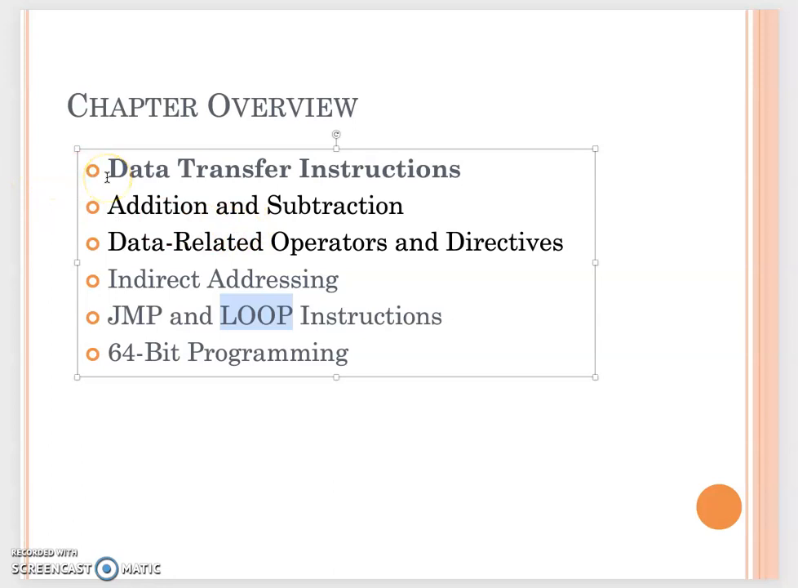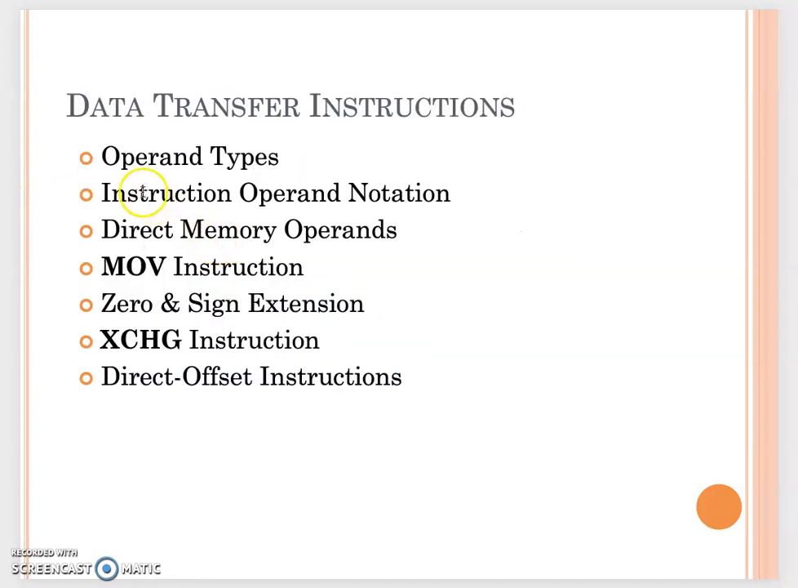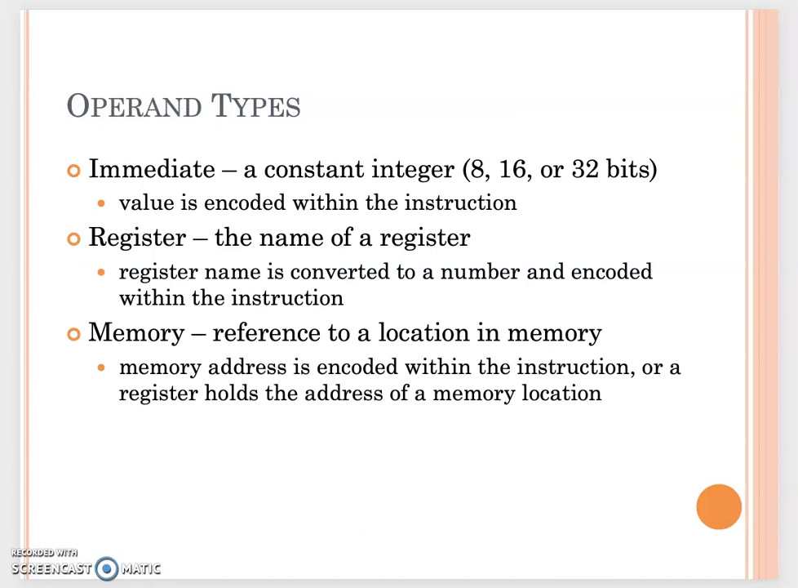The first two videos will talk about data transfer instructions. In this video, we will go over the first few topics. First, we will talk about operand types. Then we will talk about some operations including the move. We have different moves, including the sign move and the zero move. So first, the operand type.